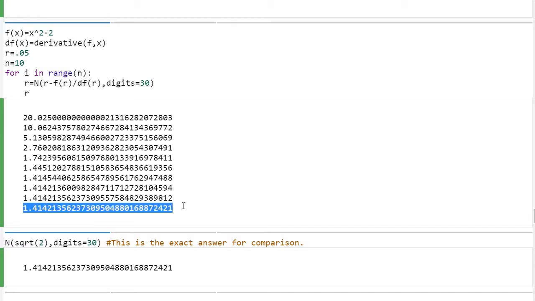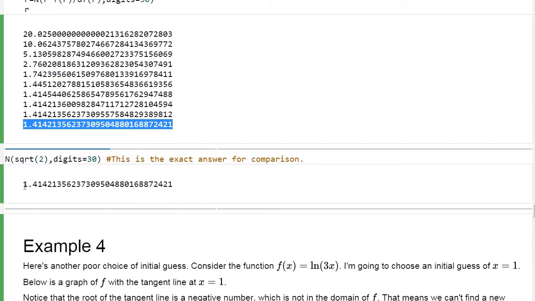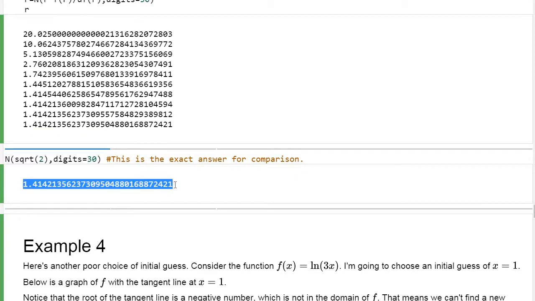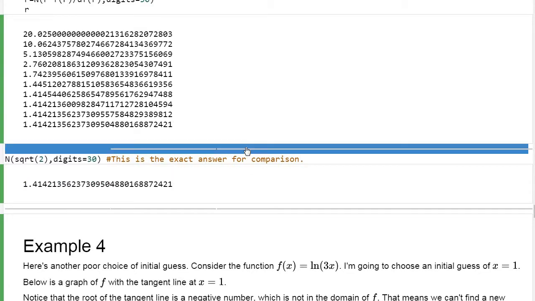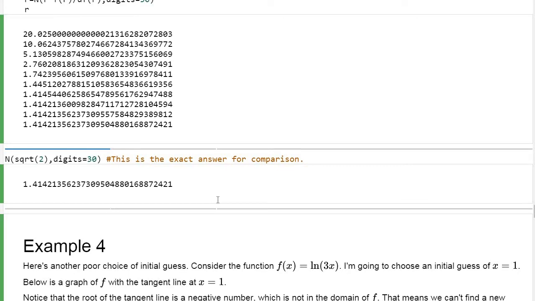Here's the 10th one. And here is the actual answer, which is square root of 2, to the same number of decimal places. They agree, but it took all 10 repetitions to get there. So it just took a little longer. But it did work out eventually.